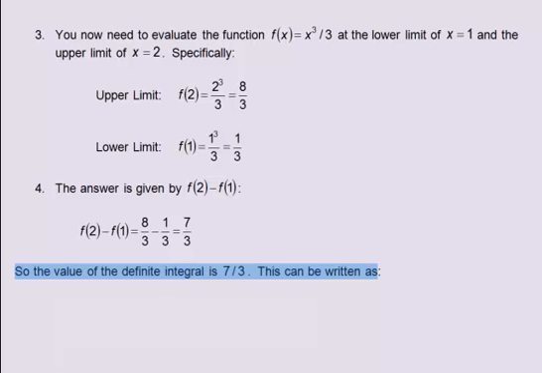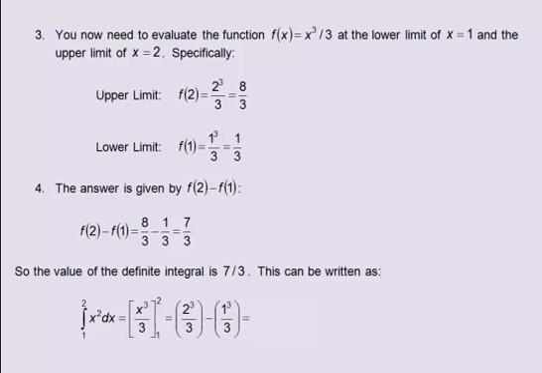This can be written as the integral between 1 and 2 of x squared dx equals x cubed divided by 3 evaluated between 1 and 2, which equals 2 cubed over 3 minus 1 cubed over 3, which equals 8 over 3 minus 1 over 3, which equals 7 over 3.